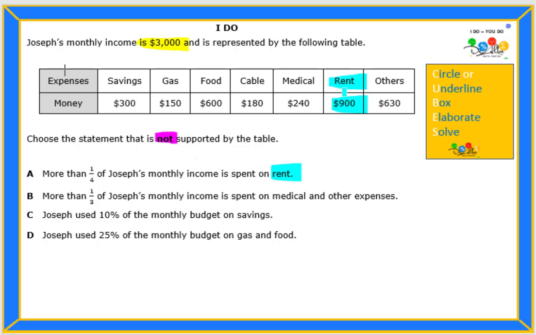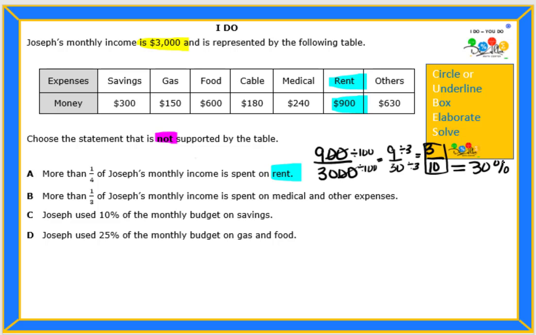That's $900. So we know that the rent is $900 out of, we can make a fraction, the part to total. The rent is $900 and the total is $3,000. And I can simplify that. I can divide both of them by 100. And that will give us 9/30. And then I can divide both of them by 3. And that will be 3/10.